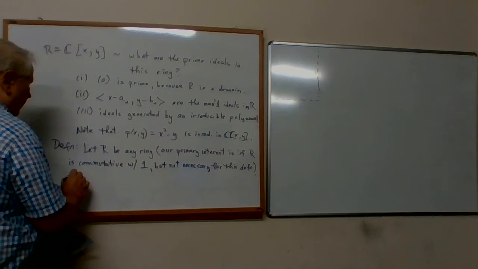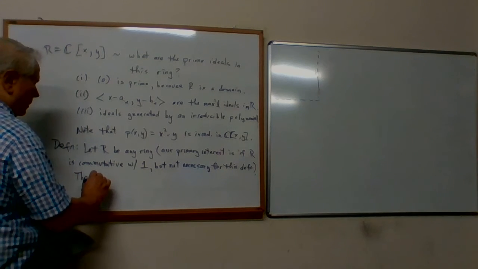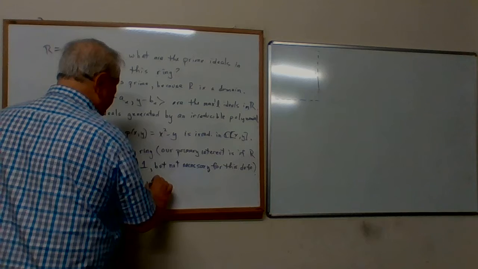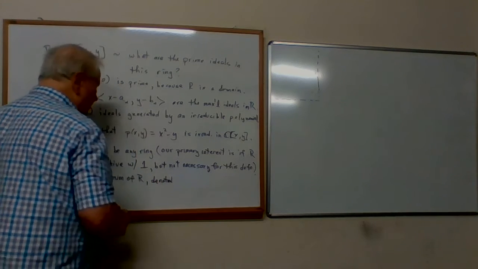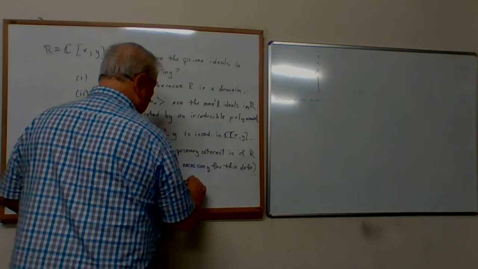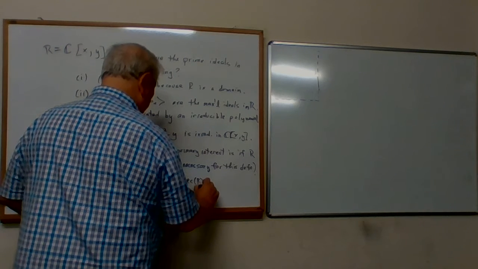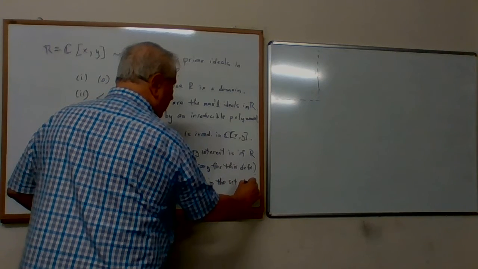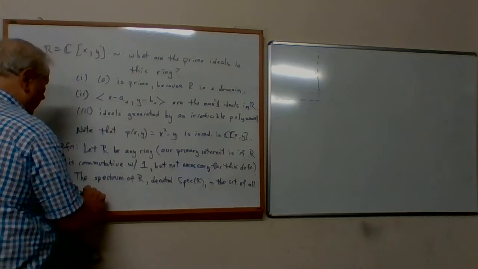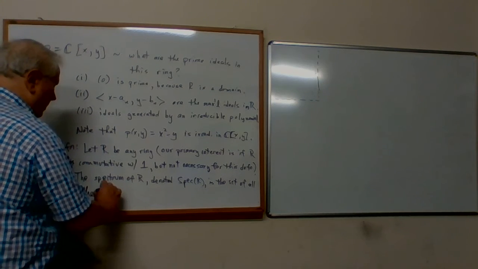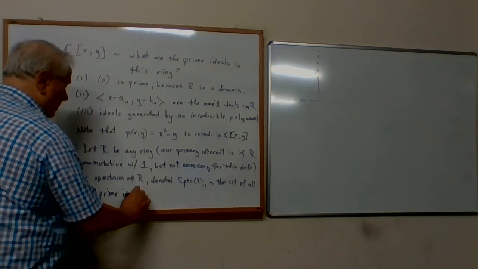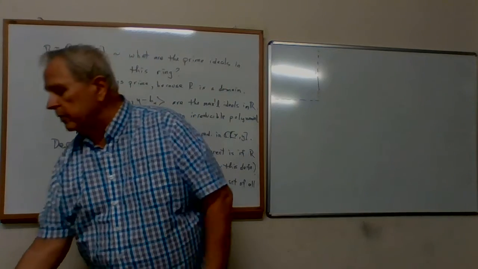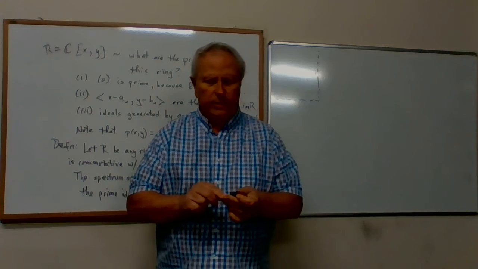Then the spectrum of R, denoted by Spec R, is the set of all the prime ideals. That's pretty simple. And there's nothing topological about that definition. The set of all the prime ideals of R.